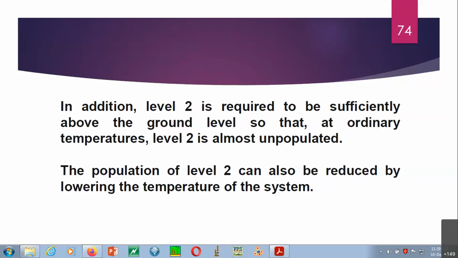Another requirement is this one: how to control the population of level 2. That can also be controlled by reducing the temperature of the system.